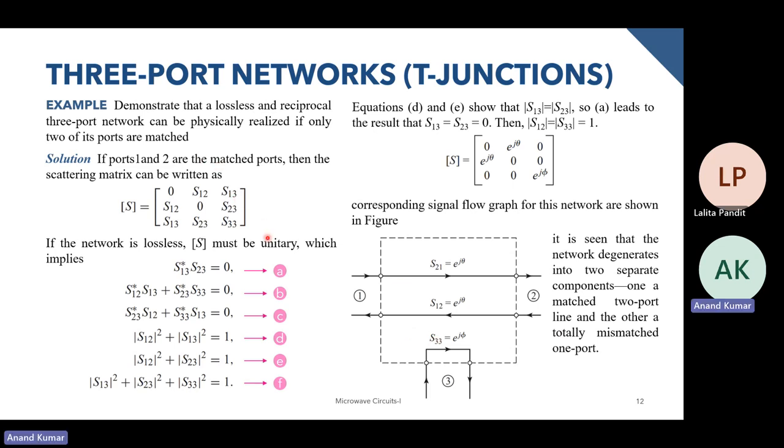Then we also looked at an example where we showed that a lossless and reciprocal three-port network can be matched at only two ports. So we discussed this example. If you have any questions on this, you can follow up with me.